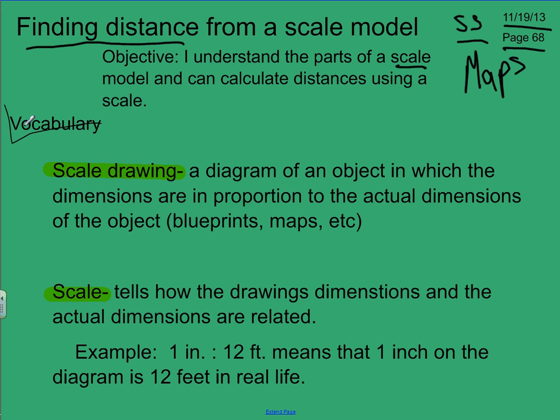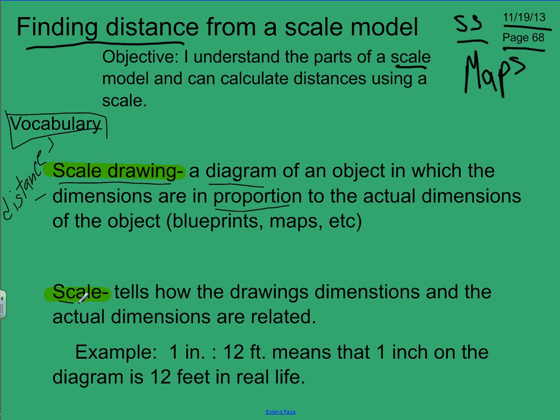There are a few vocabulary words that we need to take care of before we jump right into the math part of this. Some of those words are scale drawing. A scale drawing is simply a diagram of an object in which the dimensions, or distances, which I think might be a word that's more familiar, are in proportion to the actual dimensions of the object: a blueprint, a map, etc.